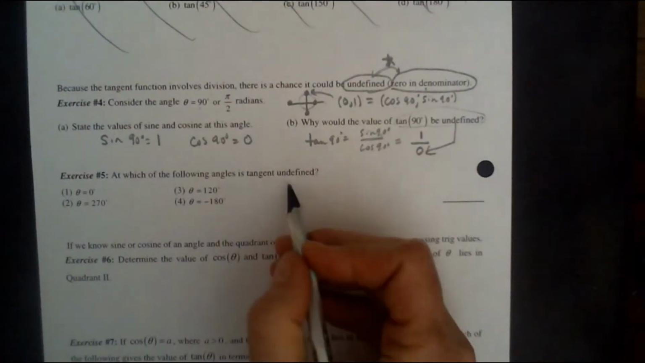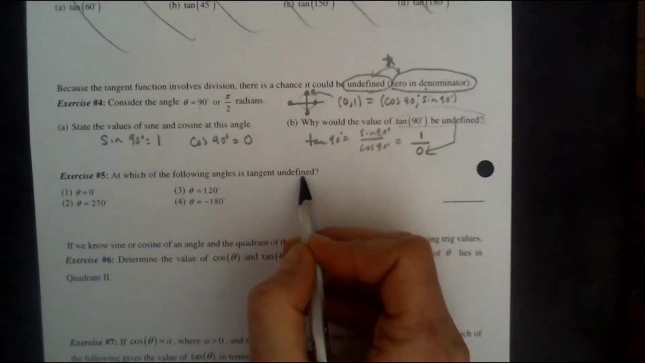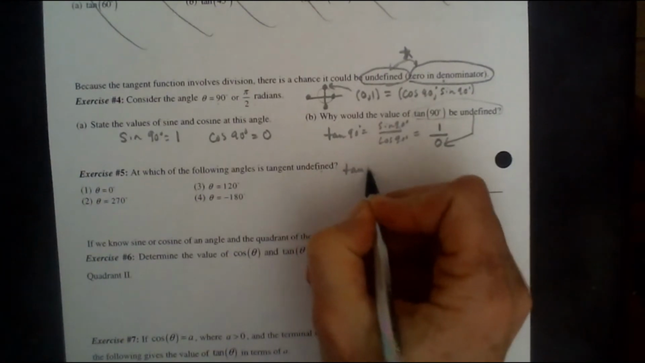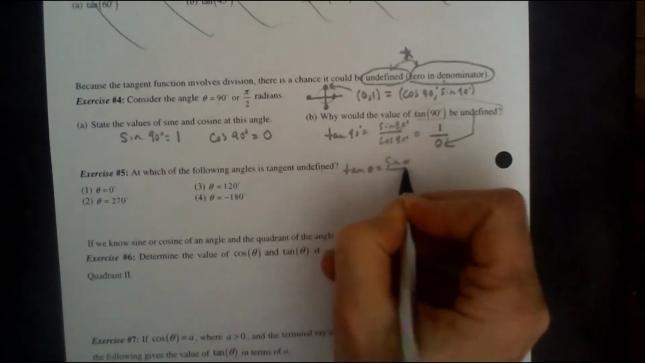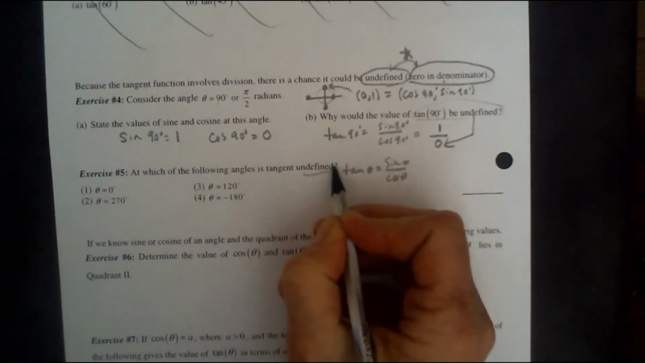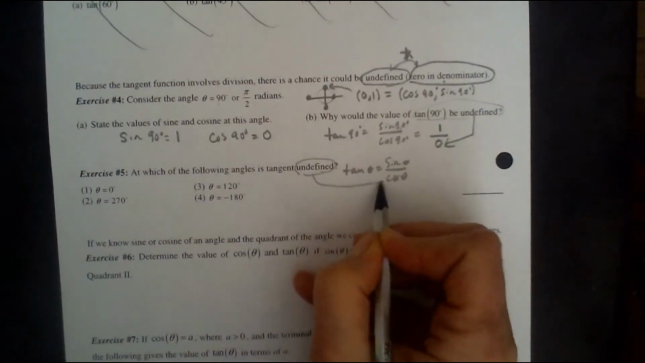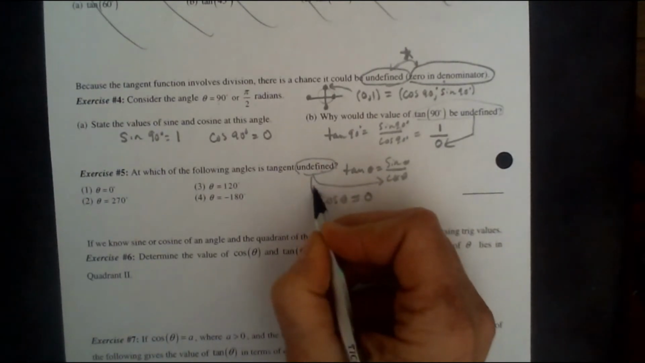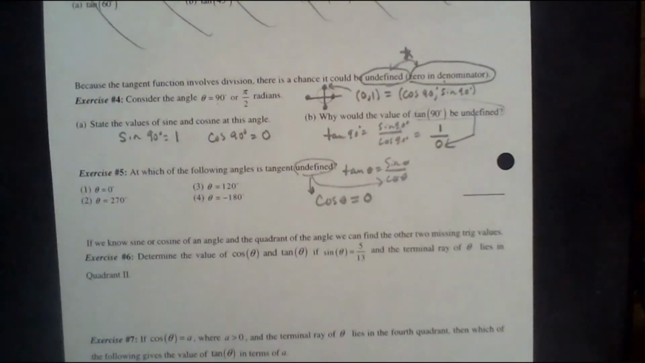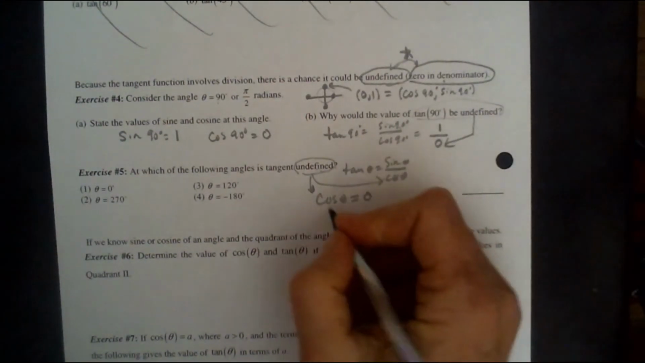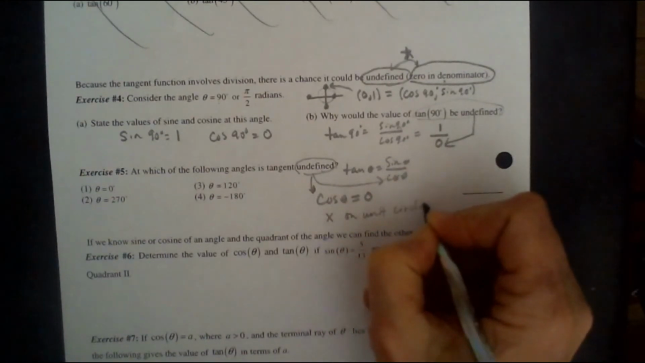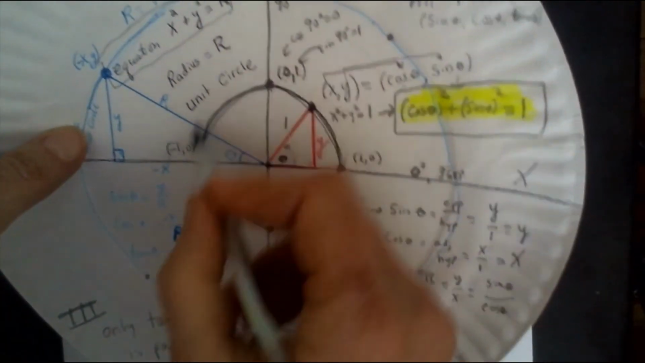So exercise 5 says, which of the following angles is tangent undefined? Well, what we want to know is tangent is equal to the sine divided by the cosine of the angle. And if you have an undefined tangent, it means the cosine of theta must be equal to 0. That's the same thing. So the cosine is the x value on the unit circle. So where on this unit circle is the x value equal to 0?